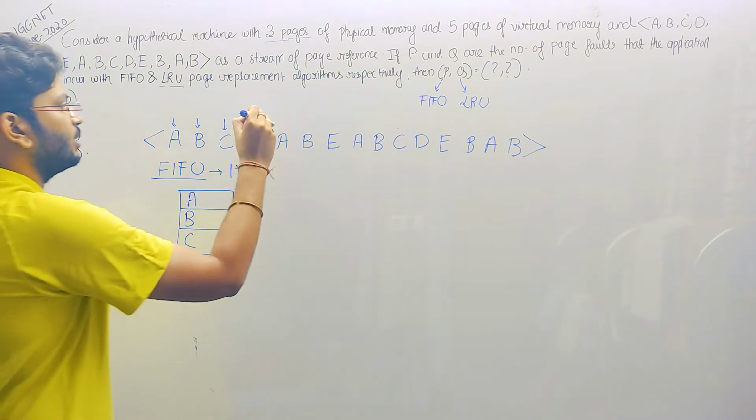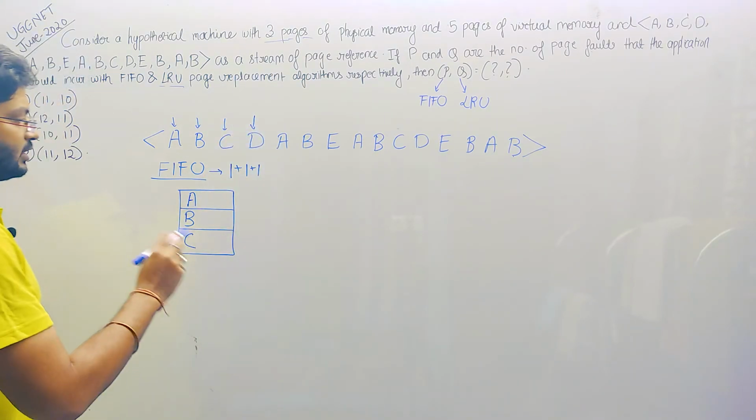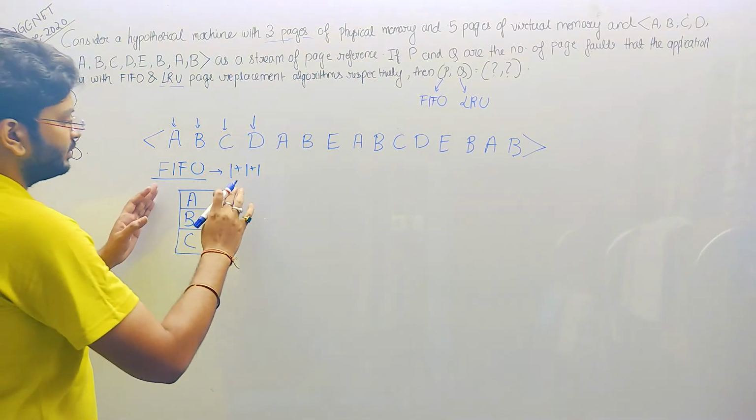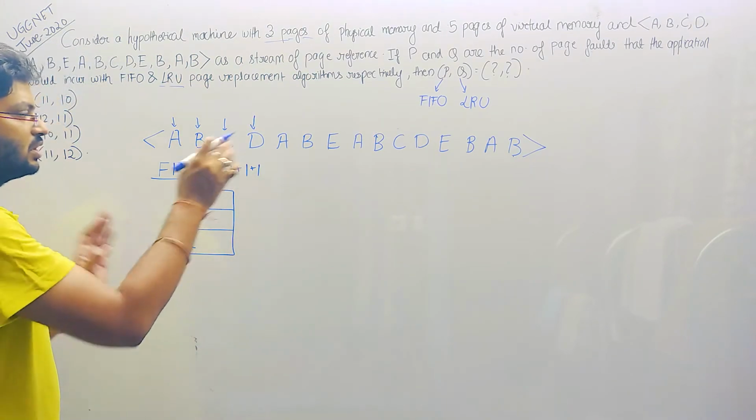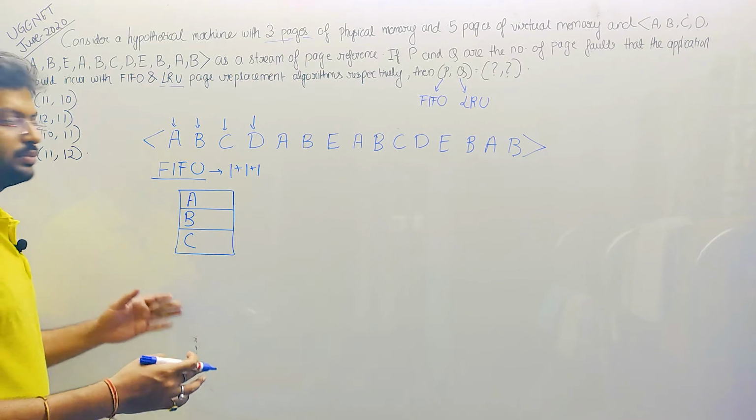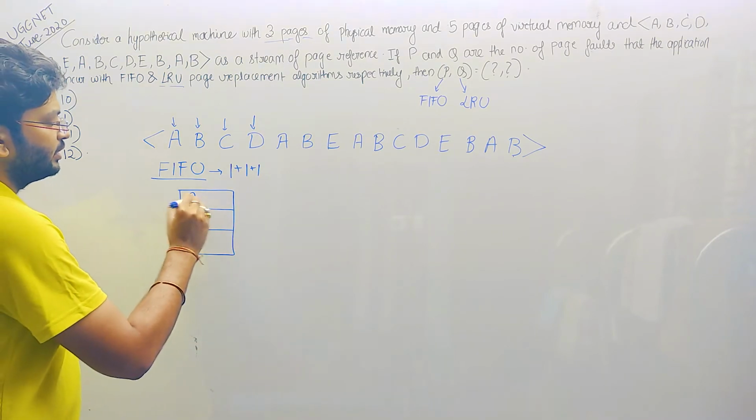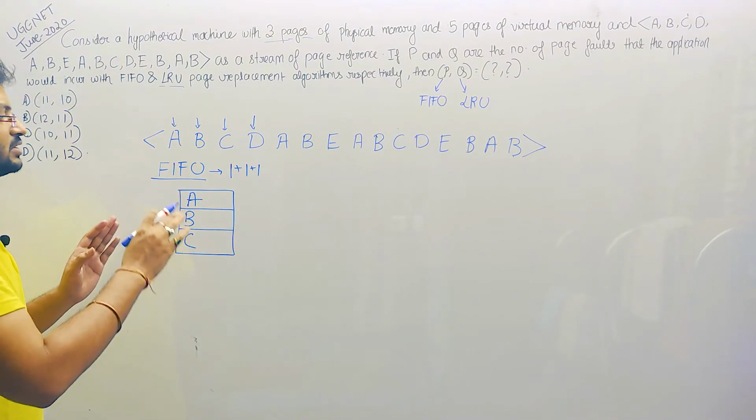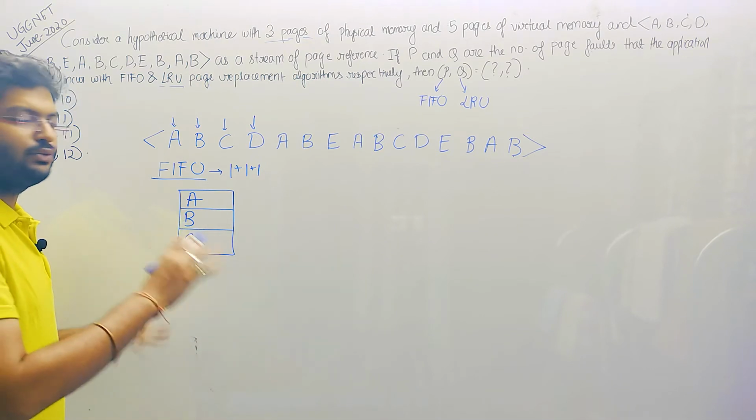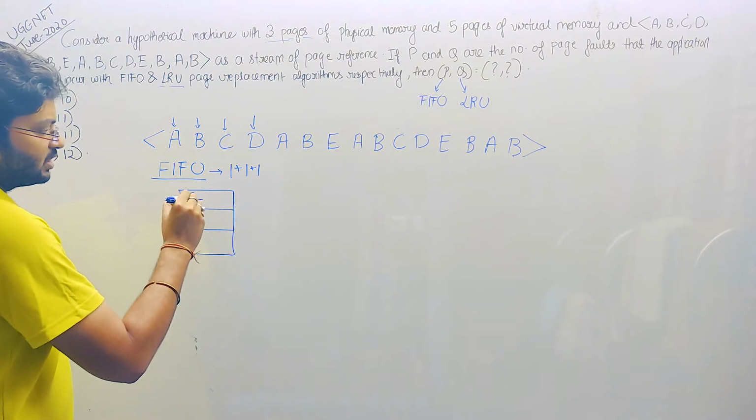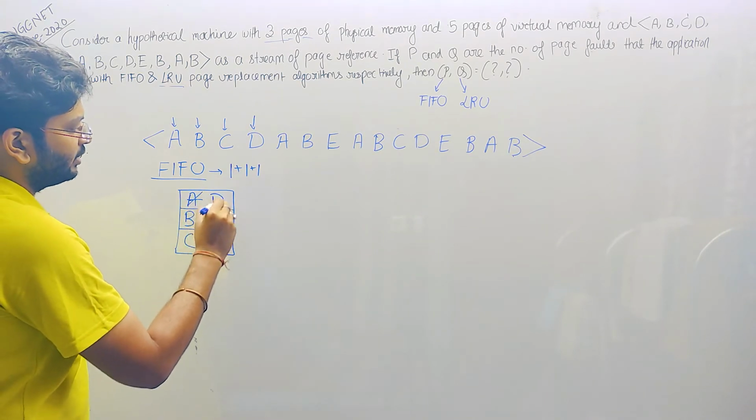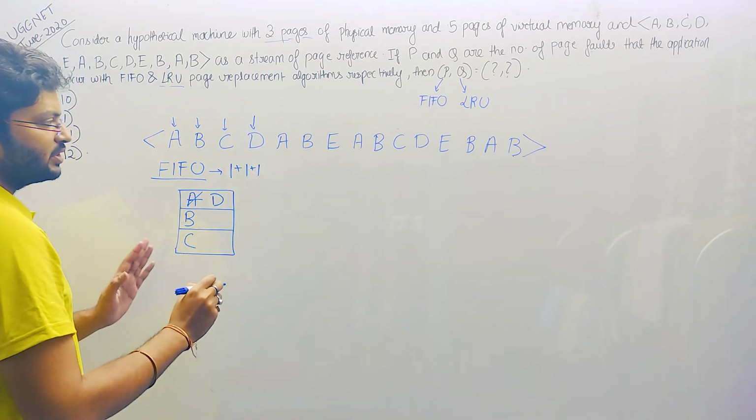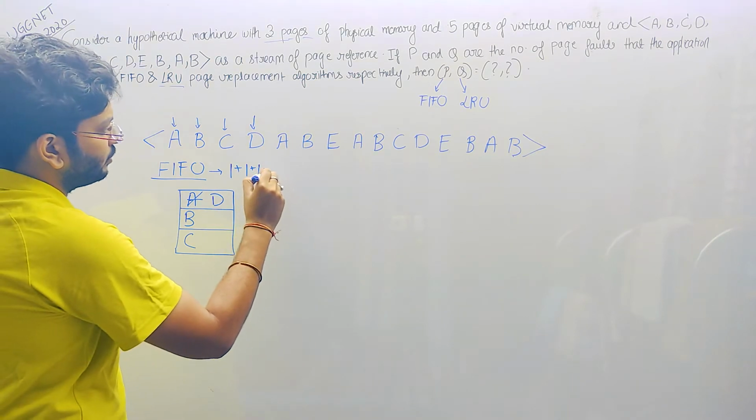Okay. Next comes D. In case of D, now the table is completely filled, so I have to remove one of the pages to insert D. So which one should I remove? The page which was inserted first, the page reference which was inserted first, I have to delete it. A is inserted first, so in place of A I am writing D. So D was also not present initially, so it is also a page fault for D.